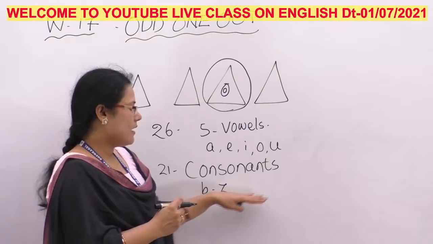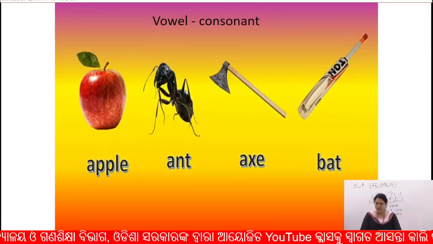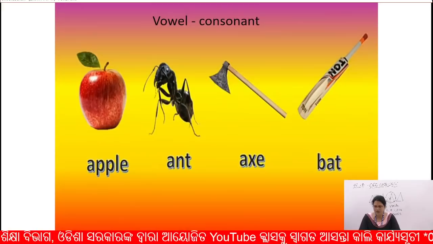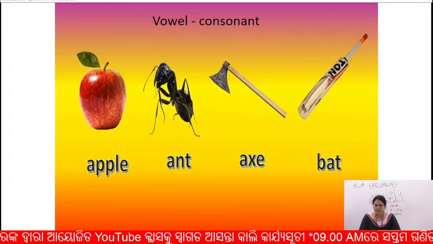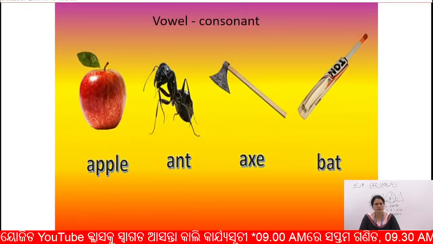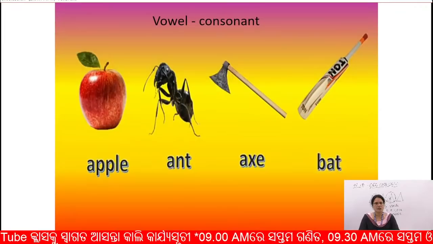So look at your screen now, vowel and consonant, there are some words, look at the words, not the pictures. A for apple, A for ant, A for axe, B for bat. So which one is different? You can find out easily, right? The word formed with consonant B. Apple and axe are formed with vowels, but bat is the different one because the first letter is a consonant. So bat is different. In this way you can do the others.